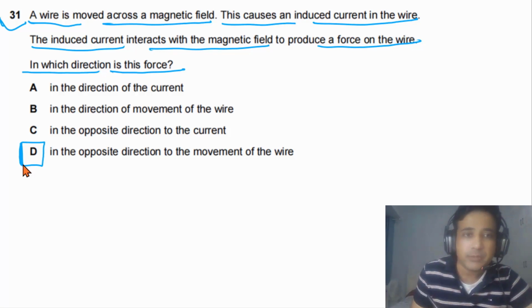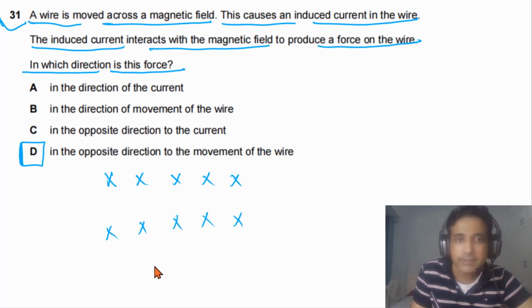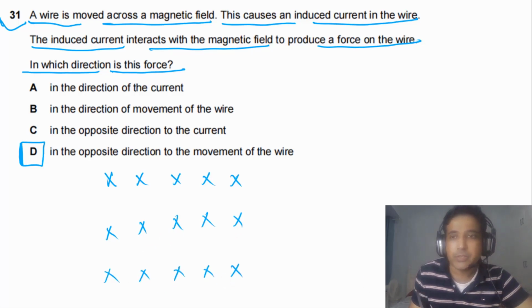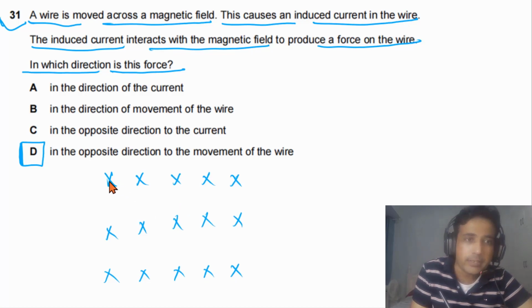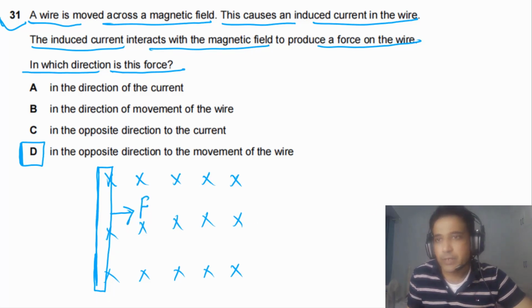But now let me explain this a little bit in detail. Imagine that we have a magnetic field that is into the page. So simply we can draw a magnetic field that is into the page. So this is the magnetic field, this is into the page, and we have a wire. So you can imagine that here we have this wire, and we move this wire to the right.